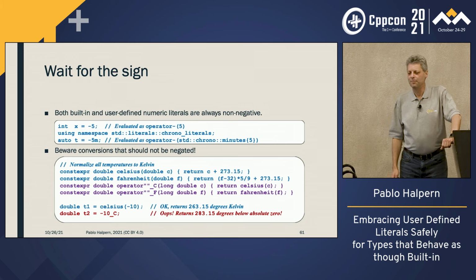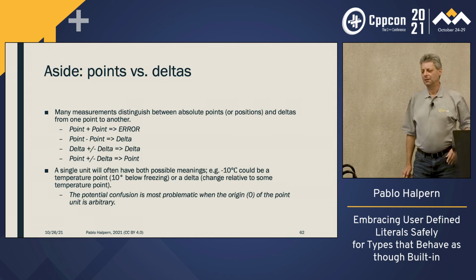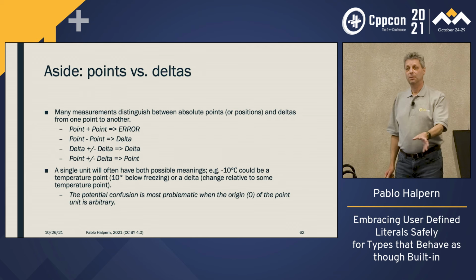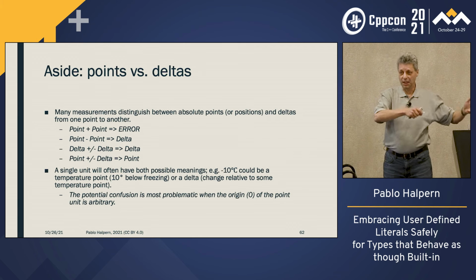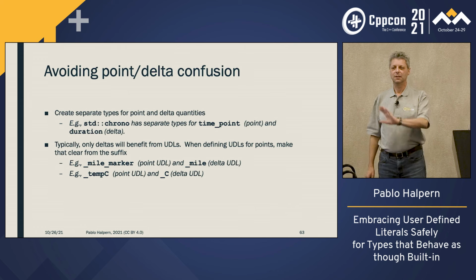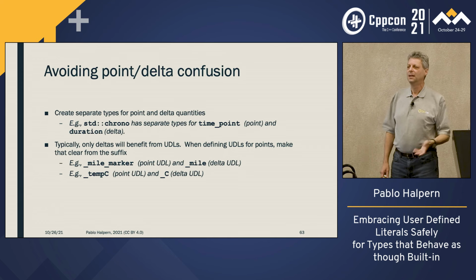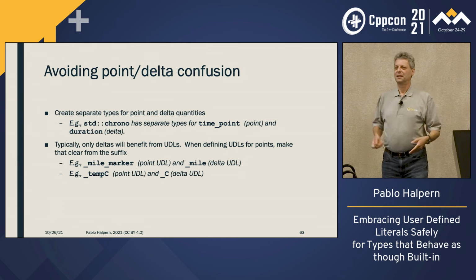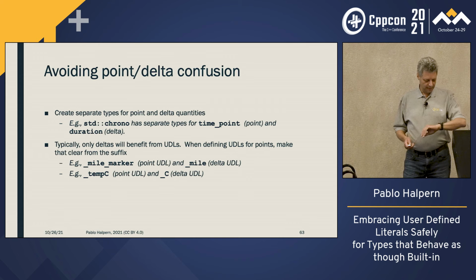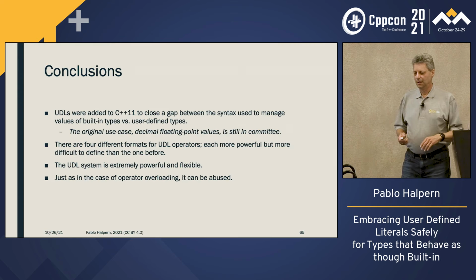Ugh. Okay. I have a little thing about point versus delta, like a temperature point versus how many degrees change. I don't have time to get into it here. When you get the slides, you can look into it. But chrono, for example, distinguishes a time point from a duration, and I suggest that you take a lesson from that. So now we've just got like 2 minutes left for questions.